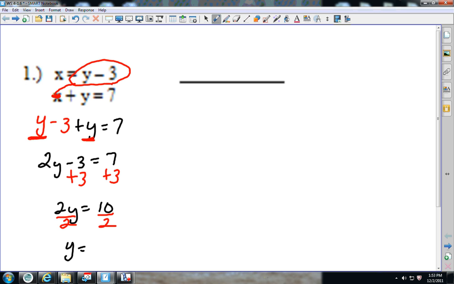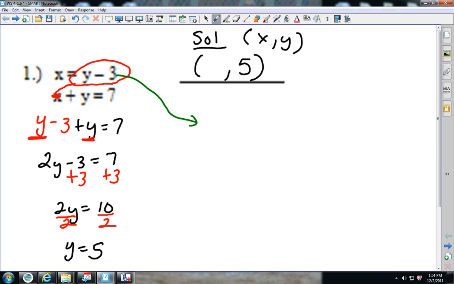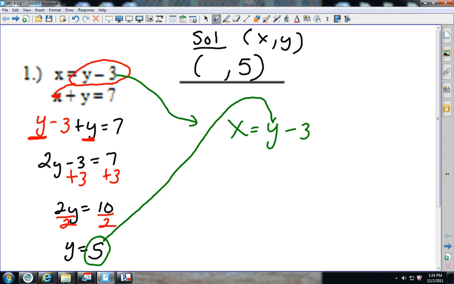Y equals 5. Now remember, a solution is the point where the two lines intersect, and that's going to be x and y. I've already got my y now. I need to find my x. You can choose either one of these two equations. I always choose the one that says x equals or y equals because it's fewer steps, and all I have to do is put in the number. But you don't have to do it that way. So right here y is 5, and I'm going to put 5 in here for y.